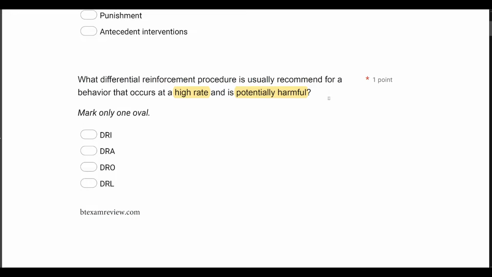Let's say we have a potentially harmful behavior. Let's say we have some sort of scratching, right? Where the client is scratching their own skin. Well, if that's happening at a high rate, that is definitely potentially harmful. So what we would do is anytime they're not scratching, we reinforce.